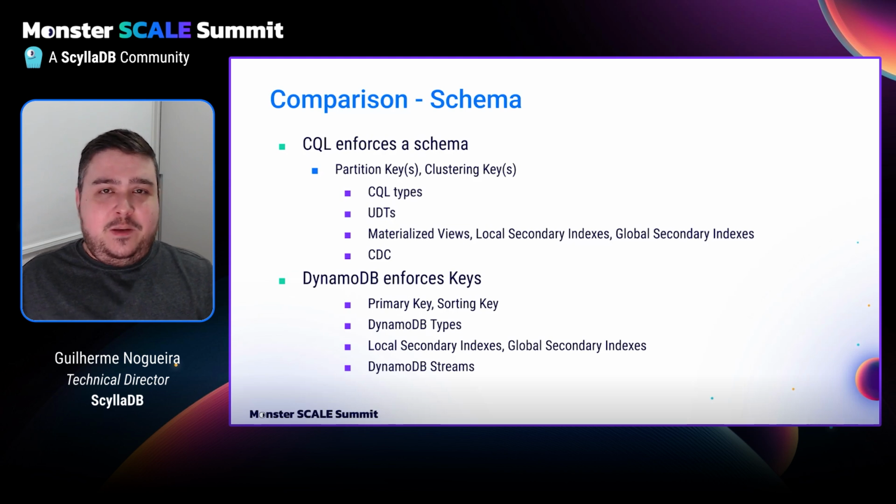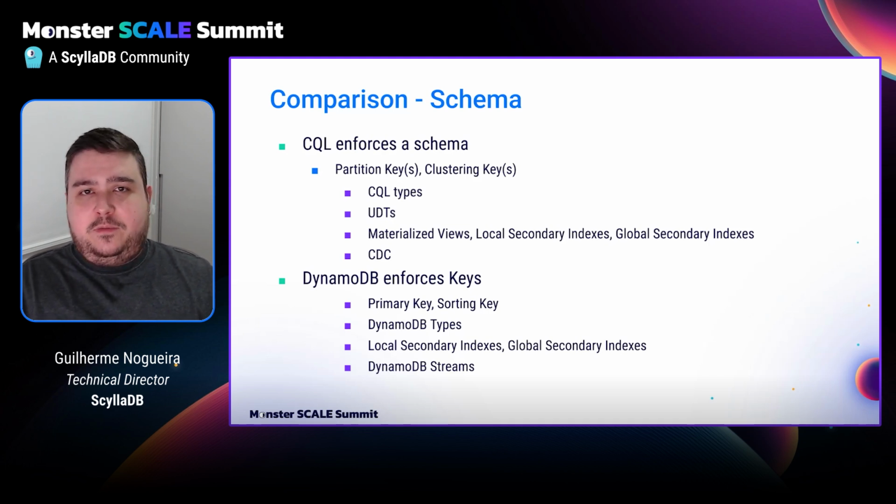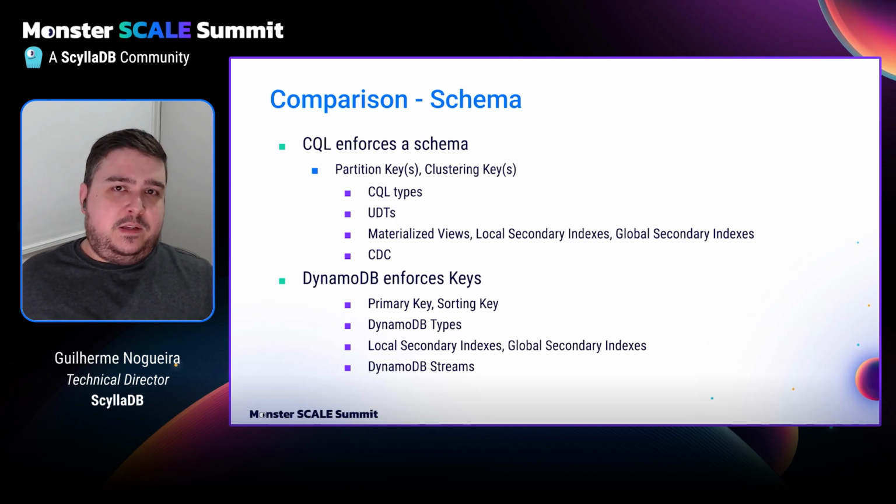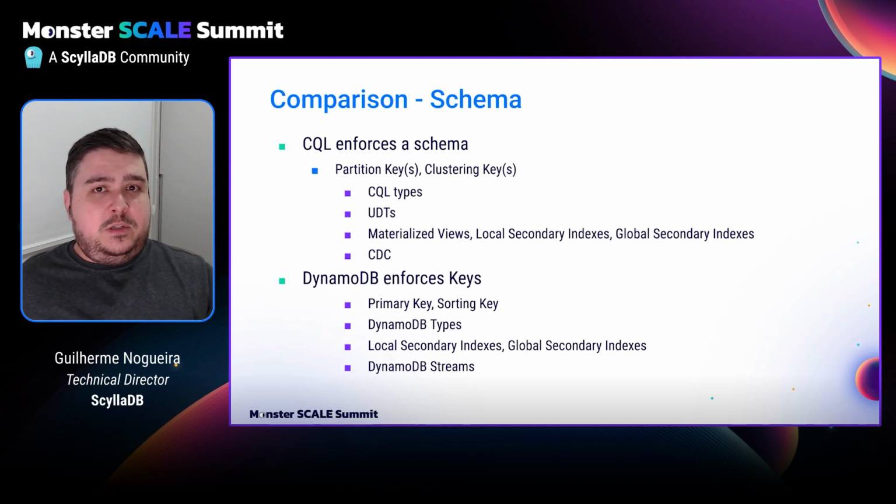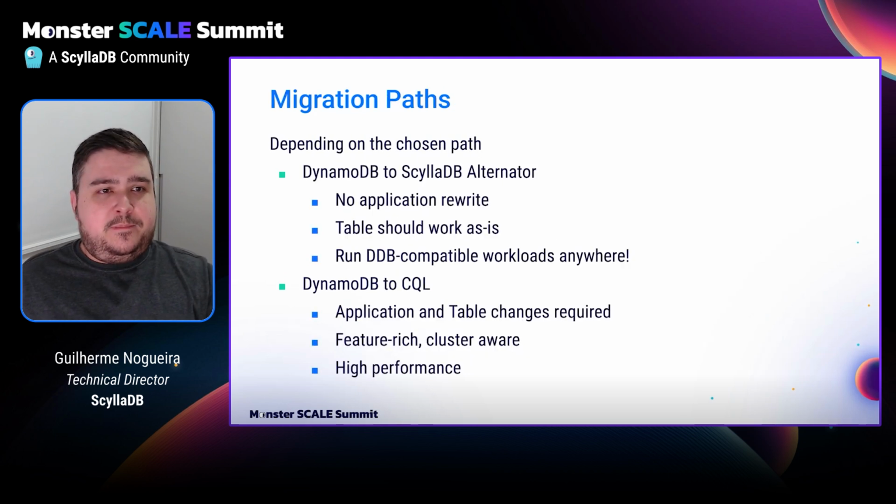It is also based on CQL types, native types, UDTs or user-defined types, materialized views, secondary indexes, global secondary indexes, and CDC. So change data capture is also part of the base ScyllaDB implementation. Dynamo enforces keys rather than a schema. So it has a primary key and sorting key, as Nadav introduced, and it's based on DynamoDB types, which are native to Dynamo. It also has local secondary indexes, global secondary indexes, and CDC through DynamoDB Streams, which Alternator implements as Alternator Streams. Let's discuss the migration path that you might undertake.